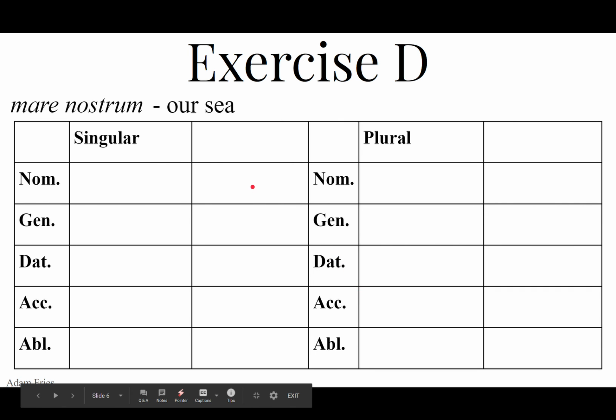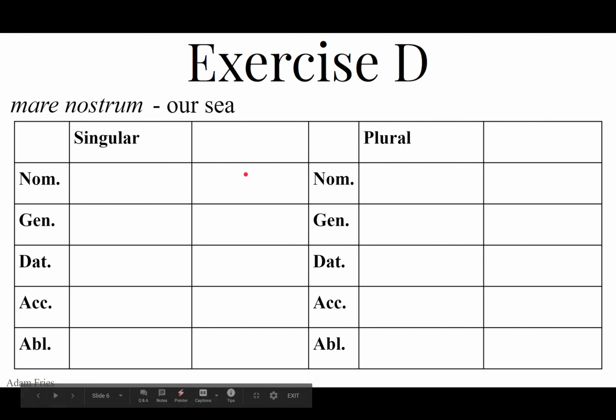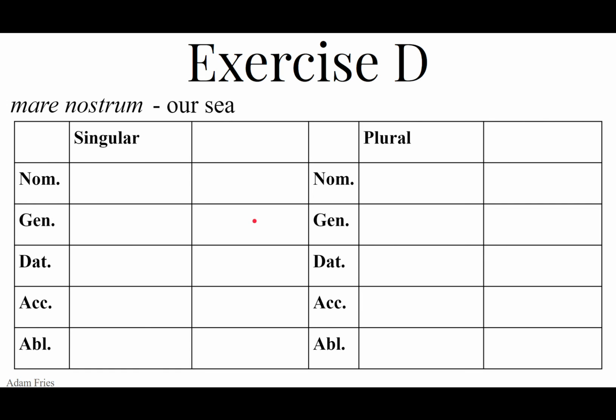And then nostrum, the neuter, will decline like a second declension neuter. I, o, a, orum, is, a, is. So mare nostrum, maris nostri, mari nostro, mare nostrum, mari nostro, maria nostra, marium nostrorum, maribus nostris, maria nostra, and maribus nostris.